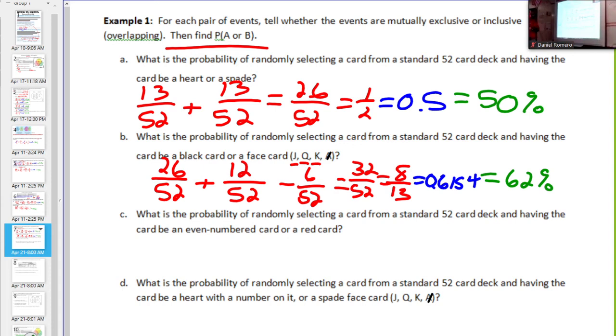What is the probability of randomly selecting a card from the standard 52 card deck and having the card be an even numbered card or a red card? So there's that magic forward. So over 52 plus over 52. Let's be a tricky one. Let's see how many even numbered cards are there in the entire deck.